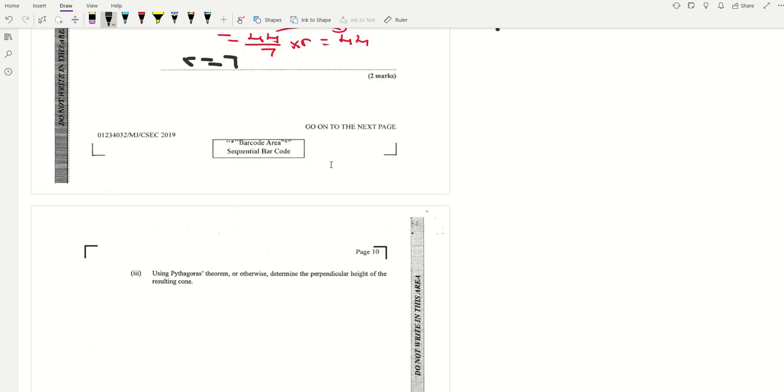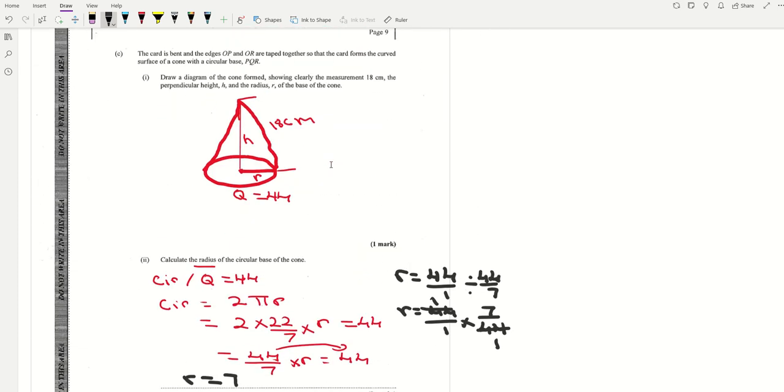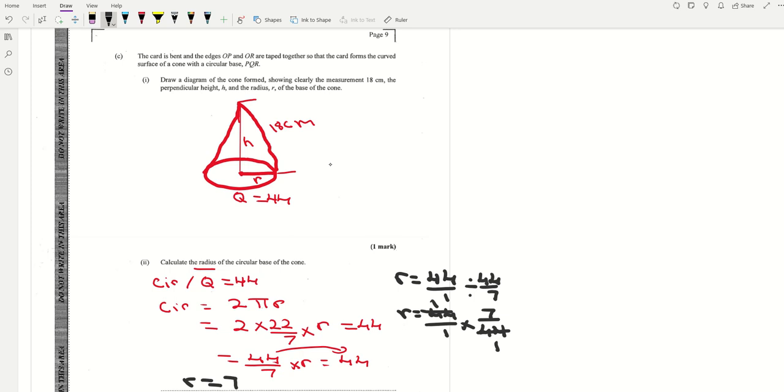Using Pythagoras' theorem or otherwise, determine the perpendicular height of the resulting cone. Now, we know Pythagoras' theorem. We know our radius is 7. So they're asking you for this height here. What type of triangle is this? This is a right angle triangle. So we'll put in the values. That is your radius, your perpendicular height, and the slanted height is 18. Radius squared plus height squared is equal to 18 squared, your slanted height squared.